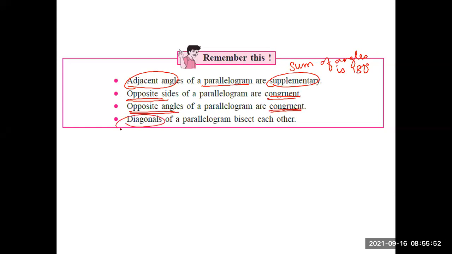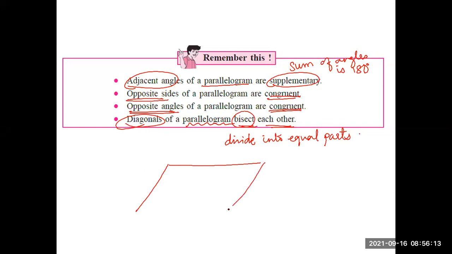And what can we say about the diagonals? The diagonals of a parallelogram bisect each other. What do you mean by bisect? The diagonals divide each other into equal parts. Right, so that was all about a parallelogram, the four properties.